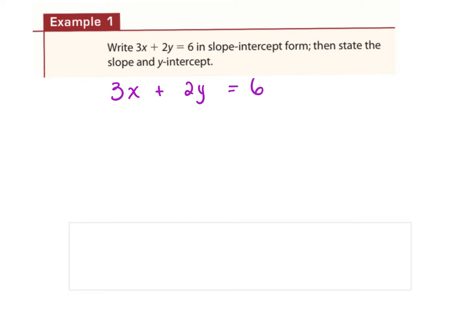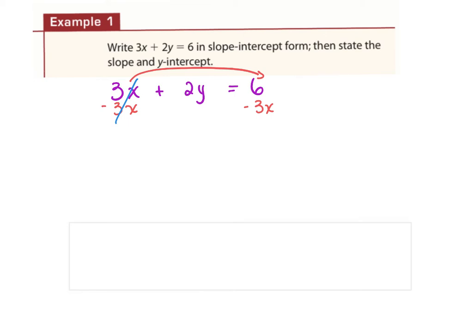All right. So the first thing we're going to do is move that 3x over to the other side. Remember, when you move it over to the other side, you change the sign. So it was a positive 3x here. It's going to become a negative 3x over here. That's the only way to cancel it out.